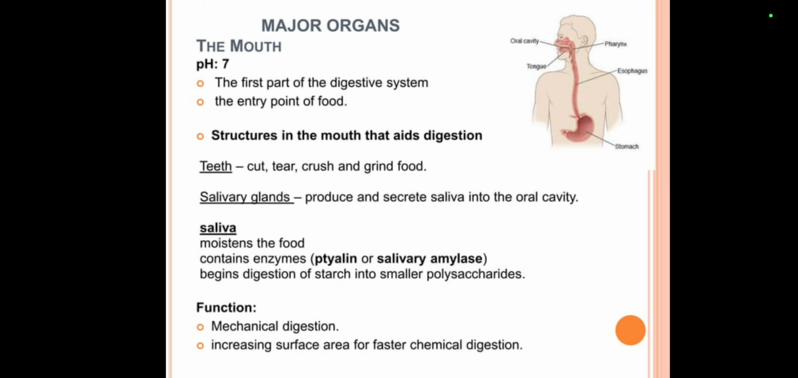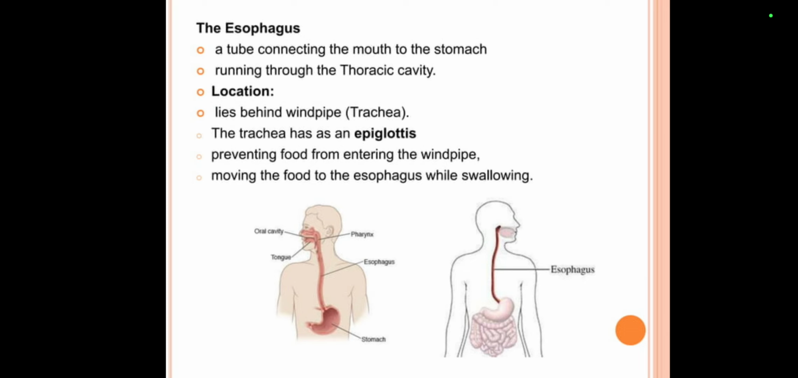That's why the major function of the mouth is mechanical digestion, because the mouth is the one actually breaking down or tearing the substances into smaller particles. Okay? So that is the major organ, which is the mouth. Now let's move forward with the esophagus.